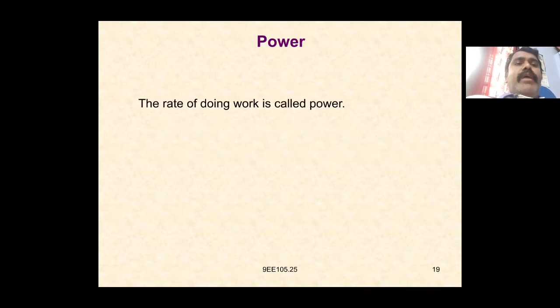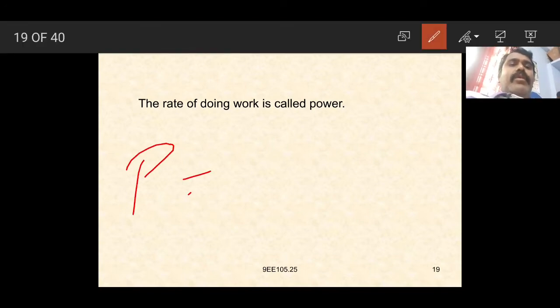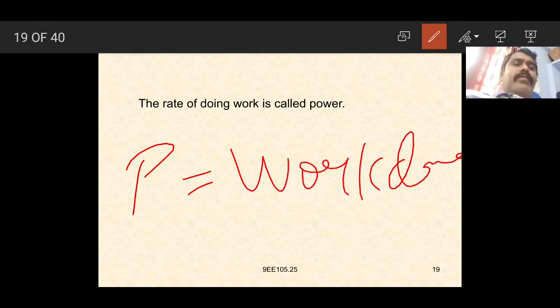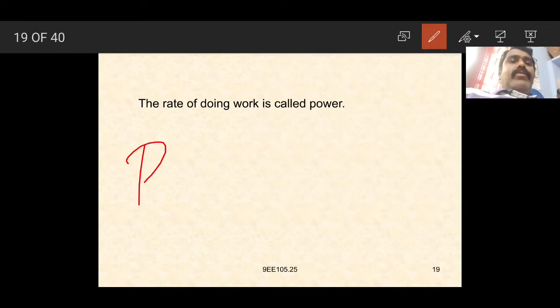So power, the rate of doing work, is nothing but the power, or we can also define that power P is equal to work done by time taken. Work done by time taken. So work done, in the case of an electrical system, we can measure as VIT here. P is equal to work done, which is V into I into t, with respect to the time t.